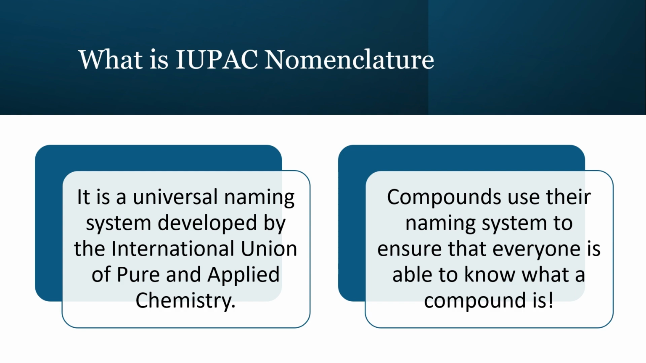Now, compounds use their naming system to ensure that everybody is able to know what the compound is. And so, no matter what language it is, the IUPAC system is going to be the same. And that is going to be how we are able to collaborate with other people who may not be able to speak English, or, for example, those in Germany are able to know what the compounds are that other people create.